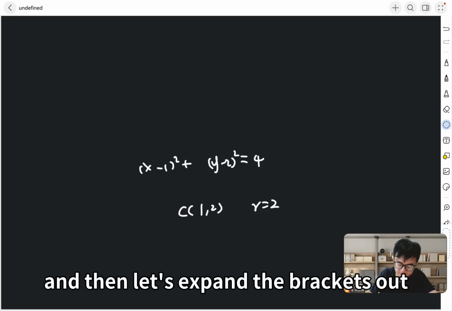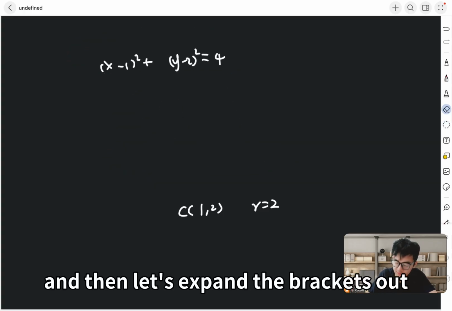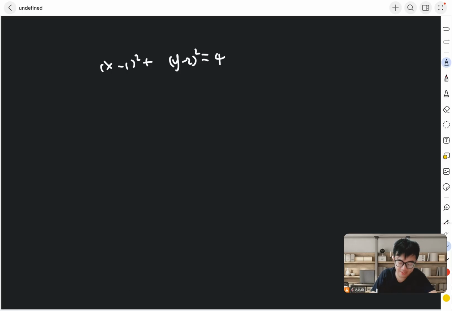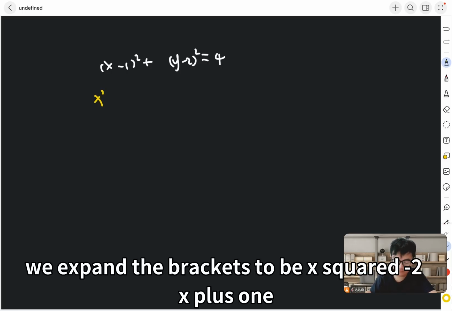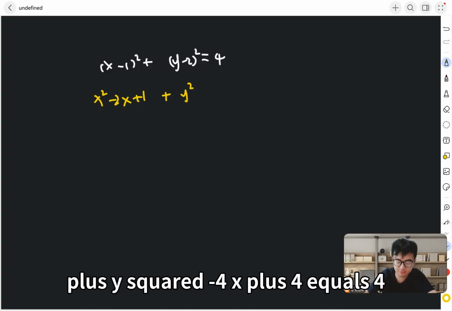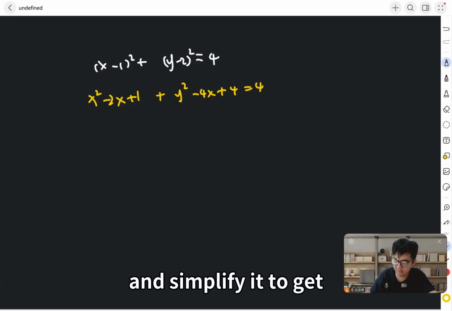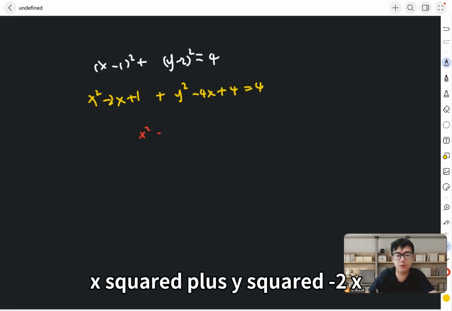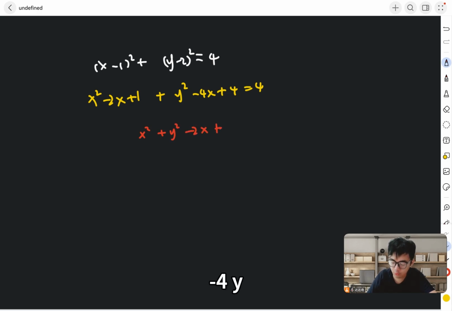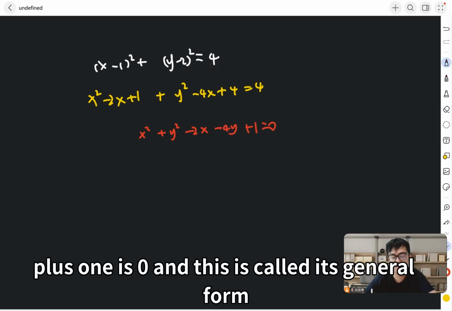And then let's expand the brackets out to get its general form. We expand the brackets, which will be x² - 2x + 1 + y² - 4y + 4 = 4. And we could rearrange and simplify it to get x² + y² - 2x - 4y + 1 = 0. And this is called its general form.